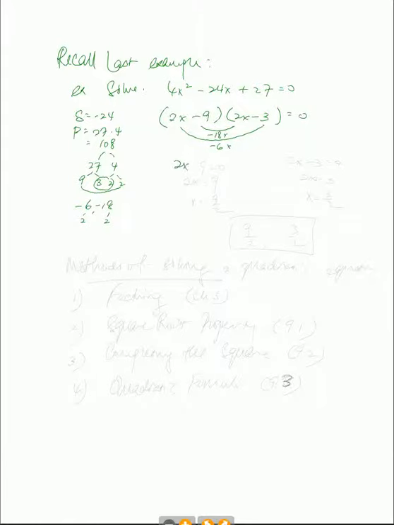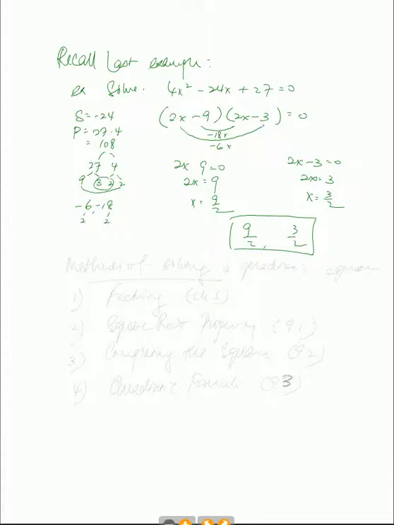So 2x minus 9 equals 0 tells me 2x is 9, which tells me x is 9 over 2. And 2x minus 3 equals 0 tells me 2x is 3, which tells me x is 3 halves. So same thing, I'll get two answers, 9 over 2 and 3 halves, which is what I got using completing the square, except you always have the option to do factoring as well.